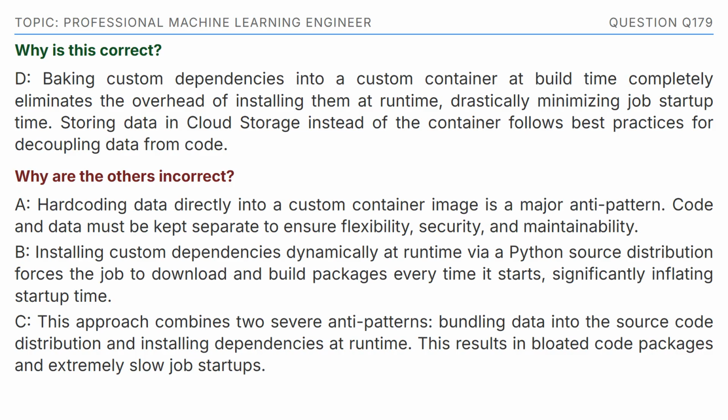B. Installing custom dependencies dynamically at runtime via a Python source distribution forces the job to download and build packages every time it starts, significantly inflating startup time. C. This approach combines two severe anti-patterns: bundling data into the source code distribution and installing dependencies at runtime. This results in bloated code packages and extremely slow job startups.